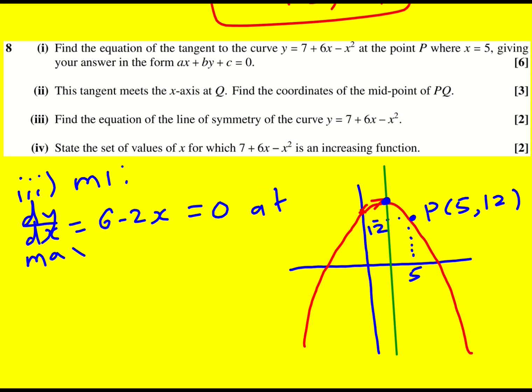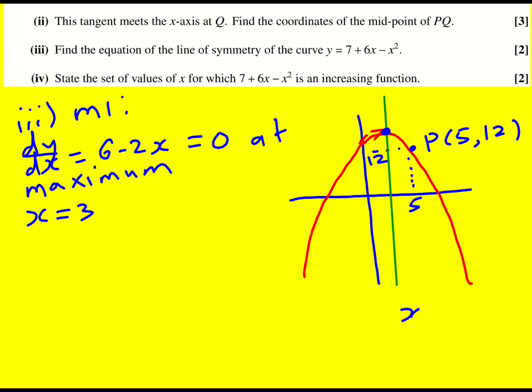In this case, it's a maximum. We can solve that to give x is equal to 3, which actually is the equation of the line of symmetry. Okay, a vertical line that goes through x equals 3, that is it.